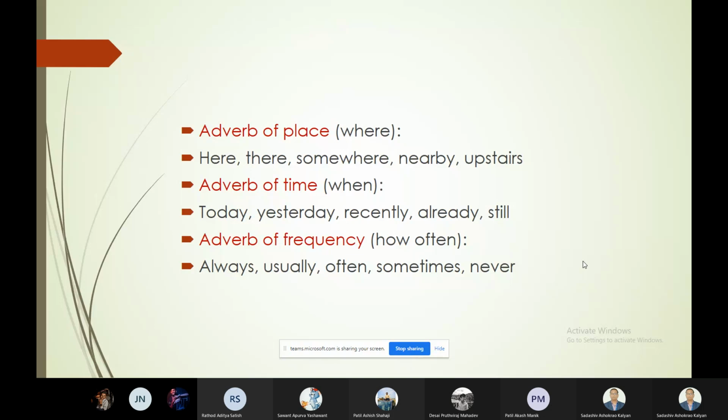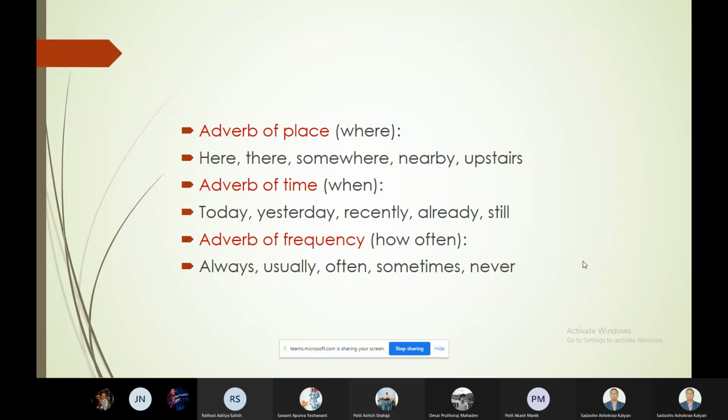Like the adverb of place, we also have the adverb of time. When are you going to meet me? It is trying to show us today, tomorrow, or yesterday. So it is trying to tell us the time. Words like today, yesterday, recently, already, still are all words trying to suggest a kind of time, and exactly at what time, when.